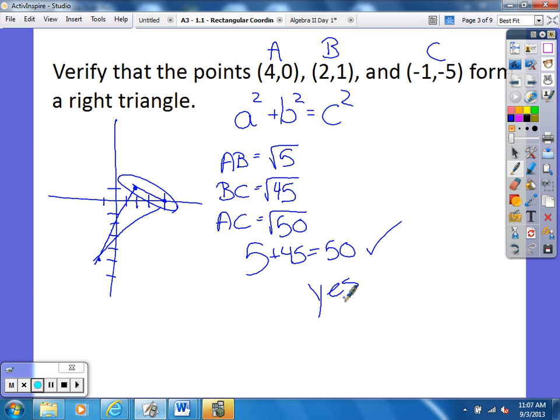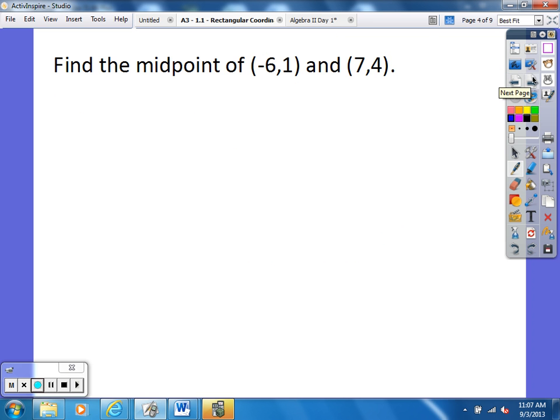That's not a long problem at all, is it? I mean, it is long in the respect that you had to find all 3 of those, and we shortened it just by separating that. But otherwise, it was pretty simple. So now let's find the midpoint.